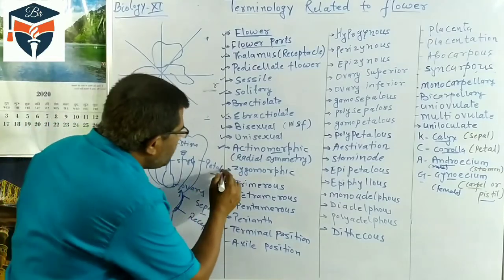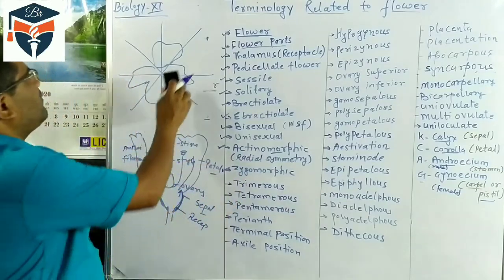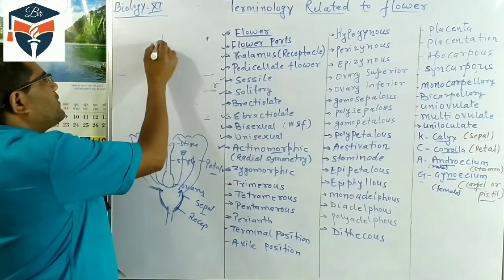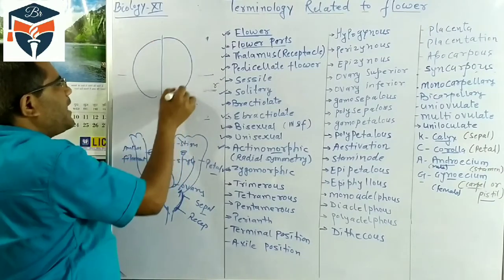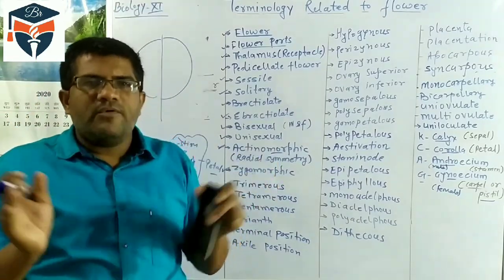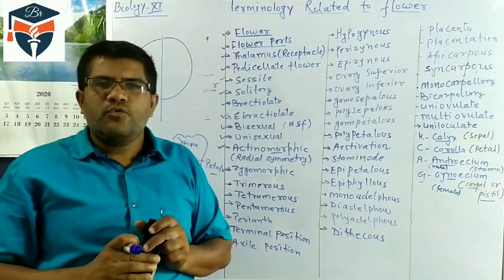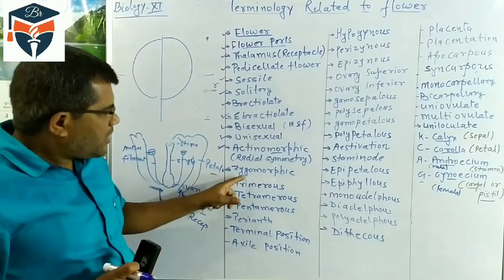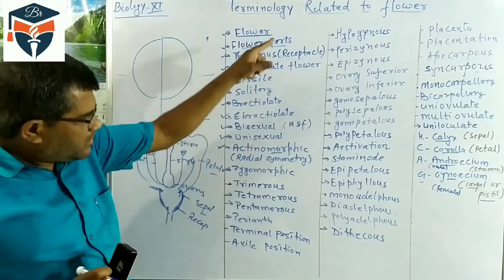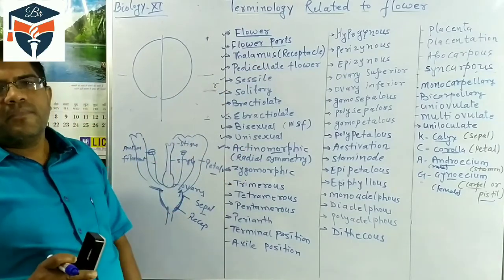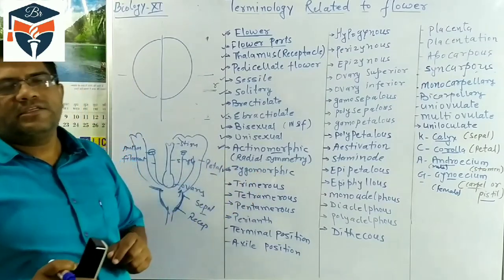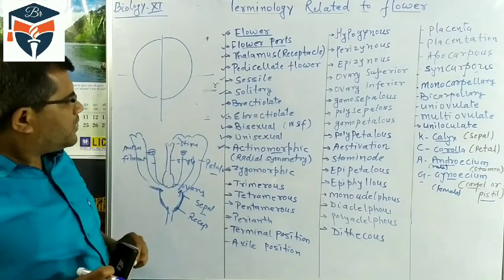Then the zygomorphic flower is the type of flower where we can make an equal division of the flower only by one single axis. If we cut from that one axis, the flower is divided into two equal halves. So it is called the zygomorphic flower. Here the actinomorphic flower can be cut into equal parts by any axis, but here only through one axis will the flower be divided.